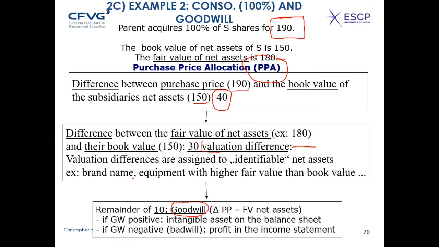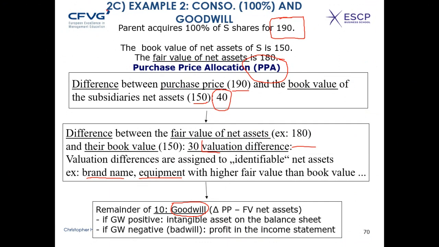That means I will revalue the equipment, for example. I will revalue my liabilities. I will now incorporate the brand name in the balance sheet of the subsidiary because it's a purchased brand name. So I will correct all these valuation differences. And if after correcting valuation differences, there is still a remaining difference out of those 40, this remainder is goodwill.